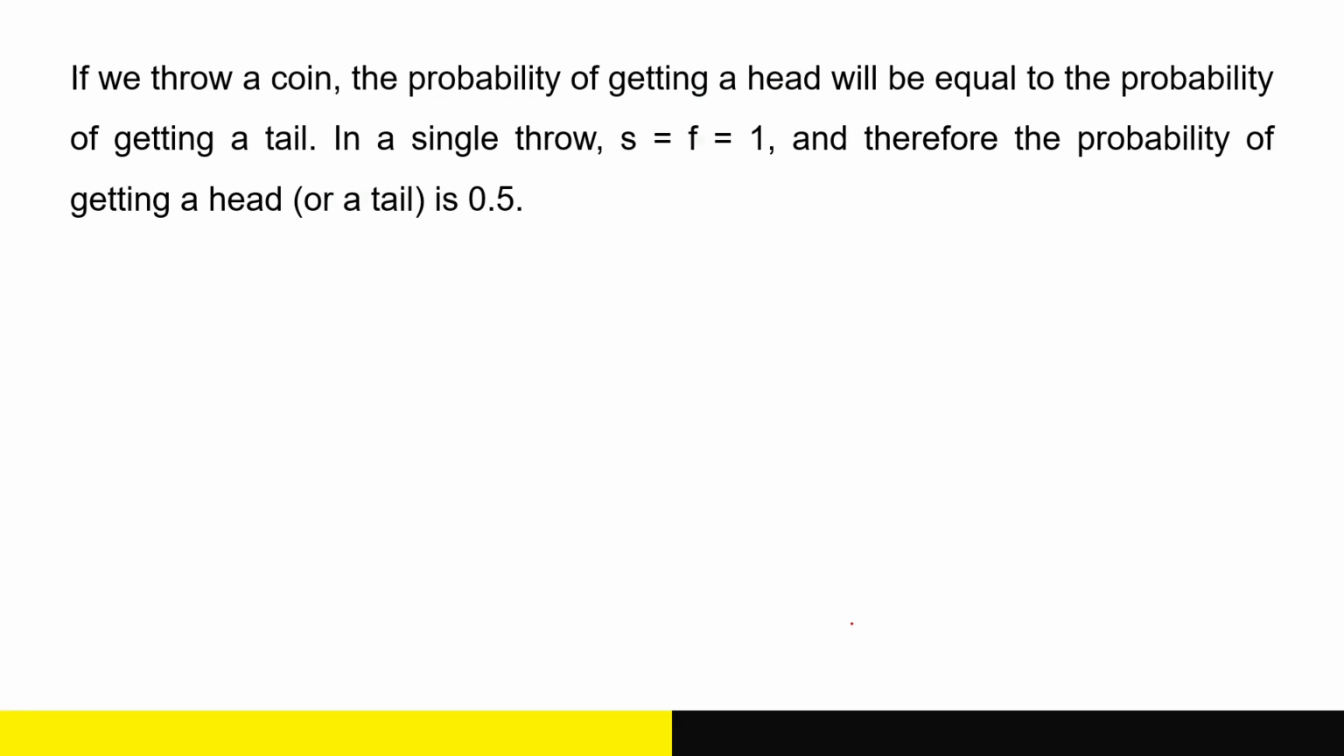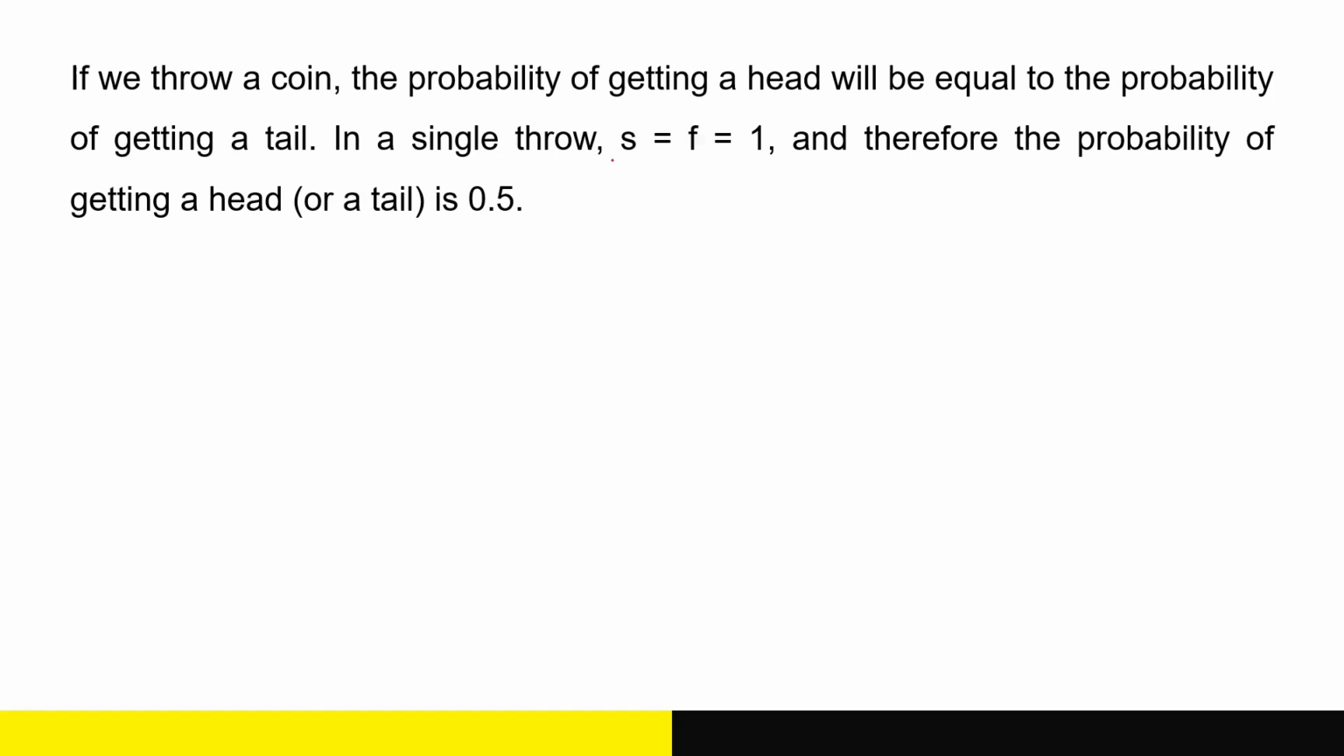Suppose we throw a coin, the probability of getting a head will be equal to the probability of getting a tail. In a single throw, s equals f equals 1. And therefore, the probability of getting a head or a tail is 0.5. So, for example, when you toss a coin, there are two possible outcomes, where the probability of getting a head is equal to the probability of getting a tail.